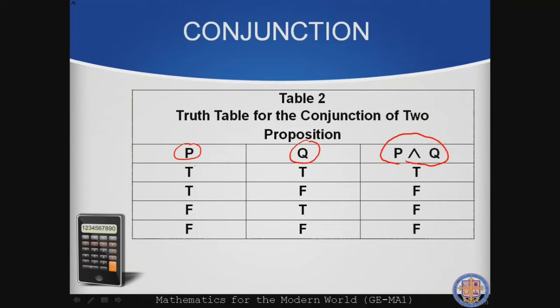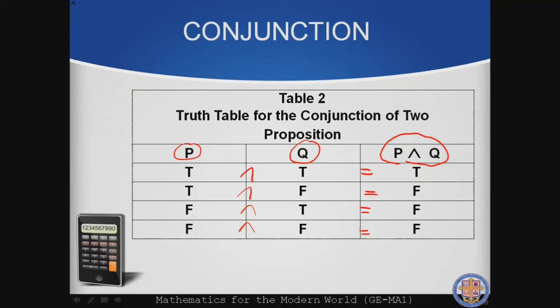When you explain or understand this one, you should read it across. So when you read true and true, the answer should be true. Then true and false, the answer should be false. False and true is false. False and false is false. So the concept of conjunction is that the answer will become true only if both the statements are true.